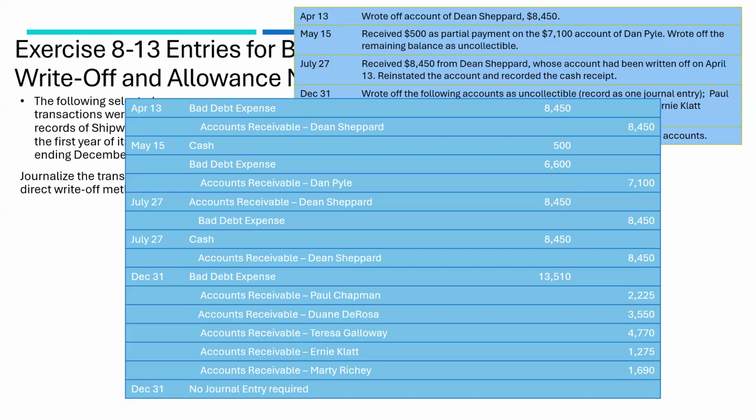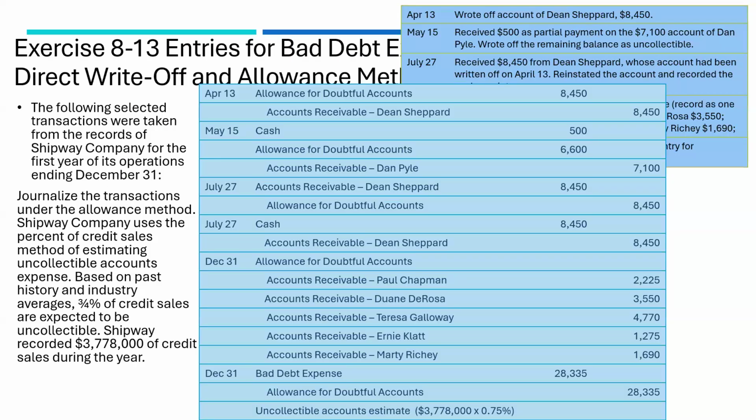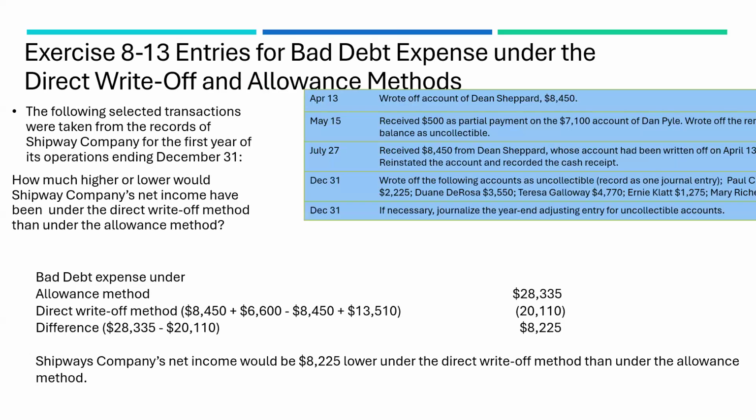So we had our 6,600 of bad debt expense and our 13,510 of bad debt expense. Our total bad debt expense was about $20,000, 6,600 plus 13,510. Under the allowance method, nothing impacts bad debt expense except our adjusting entry at the end of the year, and that was our total sales times 0.75%. So that's 28,335, and the difference is about $8,000.